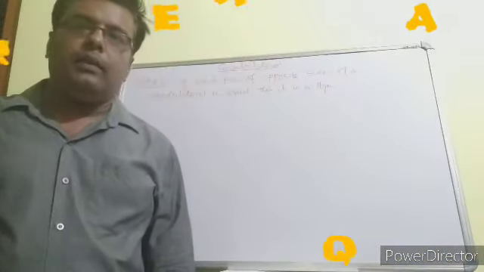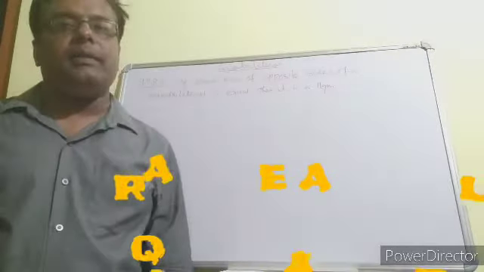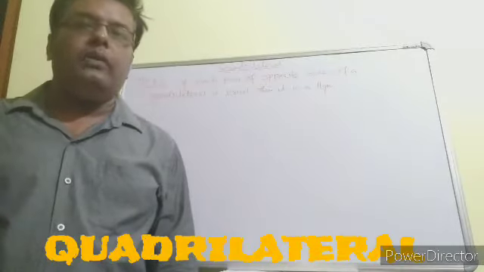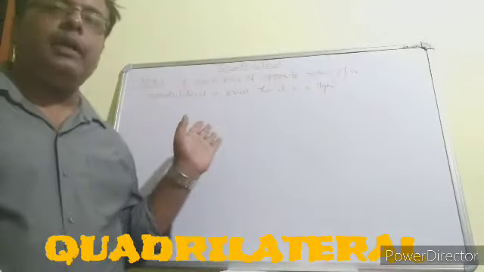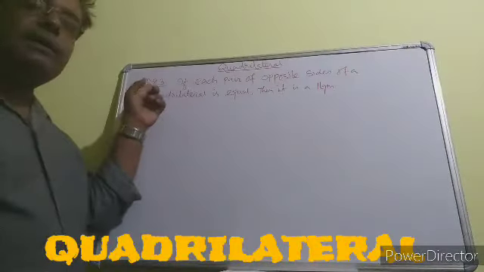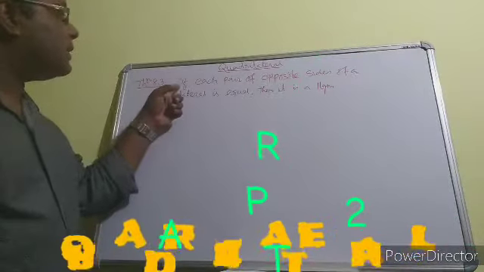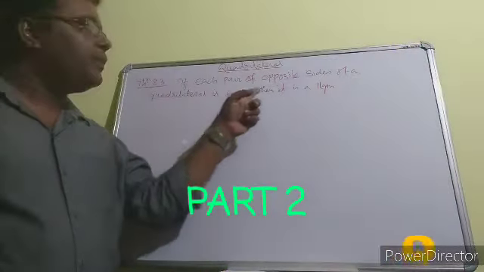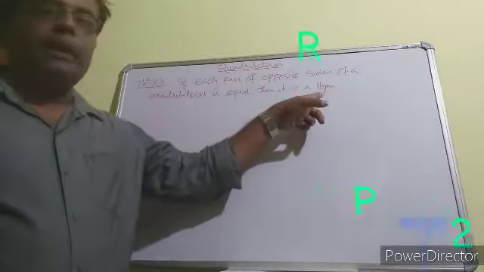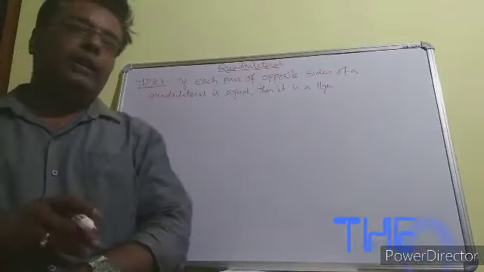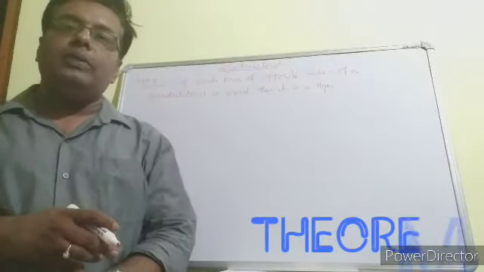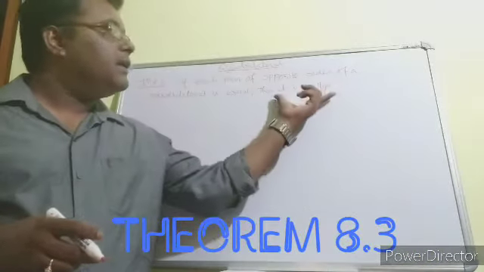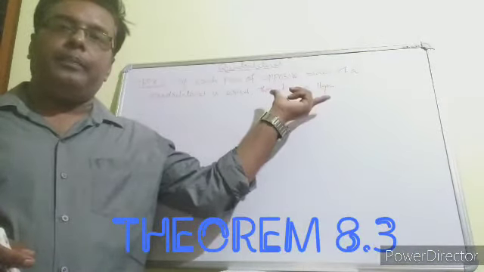Hello students. In the last class we have discussed the chapter quadrilateral up to theorem 8.2. Today we will discuss theorem 8.3. The theorem is: if each pair of opposite sides of a quadrilateral is equal, then it is a parallelogram. That is, we have a quadrilateral and given that the opposite sides are equal. Now we have to show that this quadrilateral is a parallelogram.